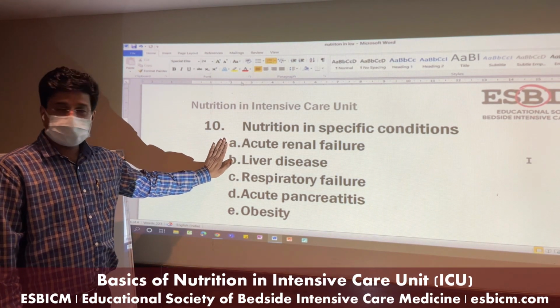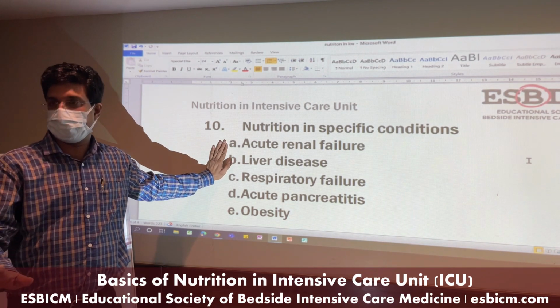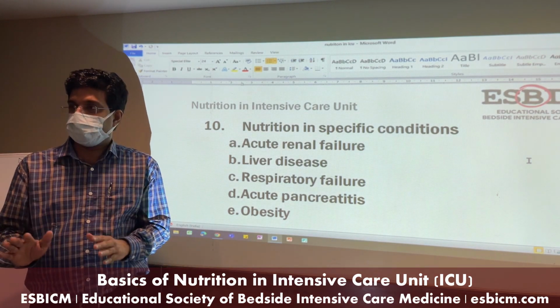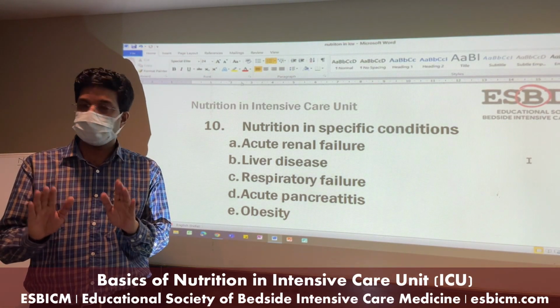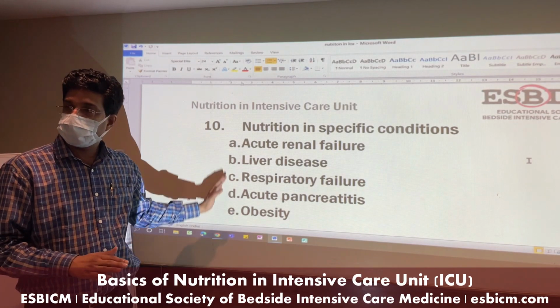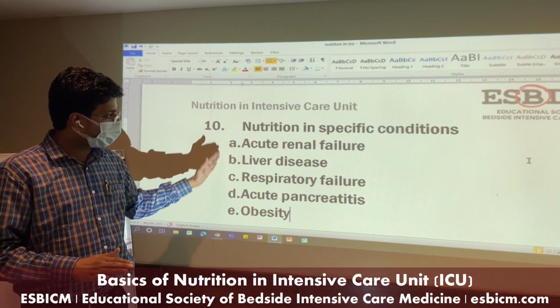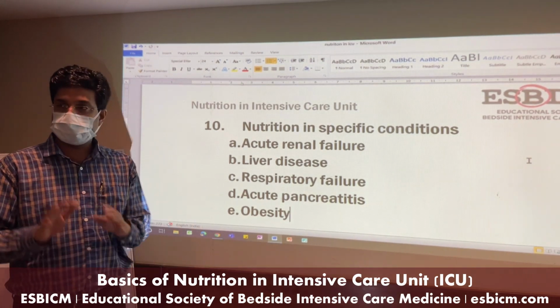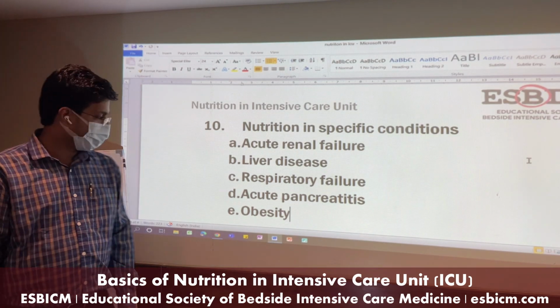So all these have gone away. They say don't supplement extra, but at least give what is required. Give a normal diet, no high protein but normal protein, to all these patients. Normal carbohydrate diet to these patients. So acute renal failure, liver disease, and respiratory failure should be given a normal diet, meaning normal protein. Don't restrict.